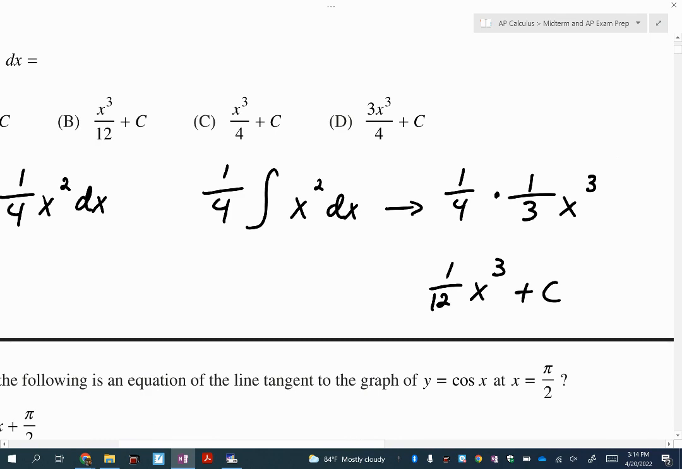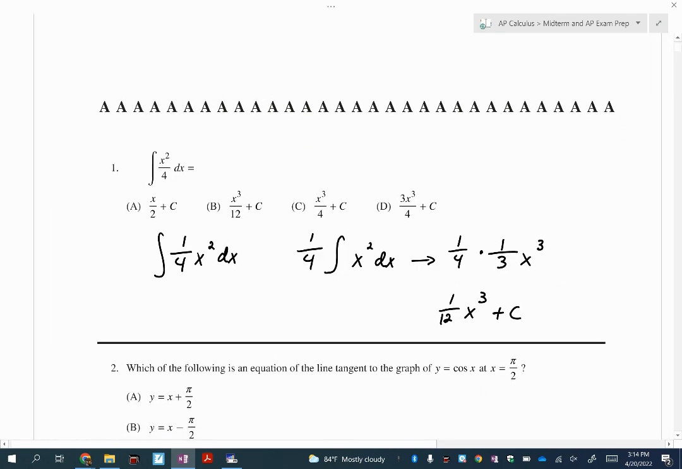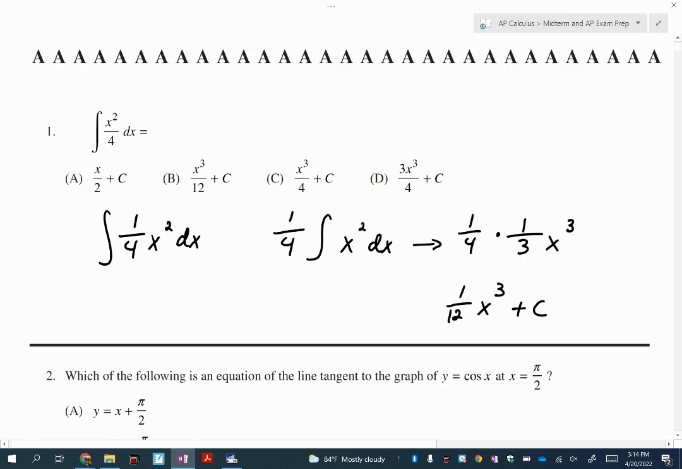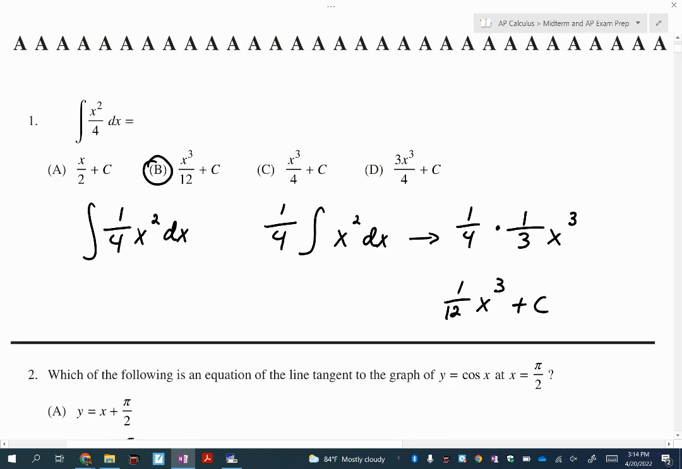Find the answer that fits. I'm going to write down B. One for one. Nice. Should we just stop here? Yes. Excellent. Everybody got it. Let's move on. Number 2.